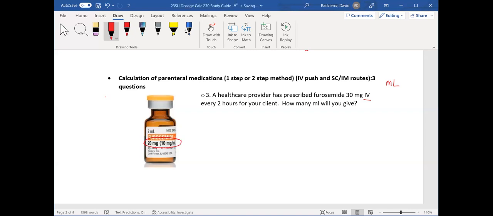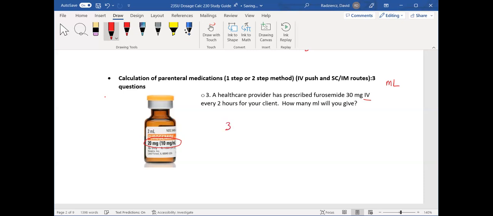So you notice the label says 20 milligrams, but then in parentheses, it says 10 milligrams per milliliter. The 10 milligrams per milliliter is what you want to use to find out how many milliliters you're going to administer to the patient. The 20 milligrams is if you use the entire 2 milliliter vial, right? So now you can see where that 10 milligrams per milliliter is coming from. The total vial is 2 milliliters. So 2 times 10 is 20, or 20 divided by 2 is 10.